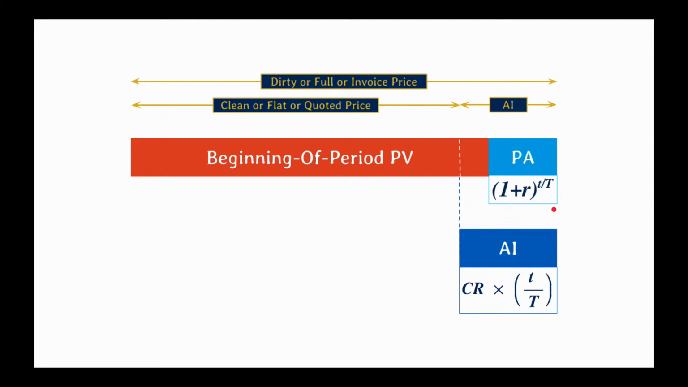This future value factor is 1 plus the yield to maturity raised to small t, which is the number of days from the last coupon payment date until the date that the bond trade will settle, divided by capital T, which is the number of days between the last coupon date and the next coupon date.